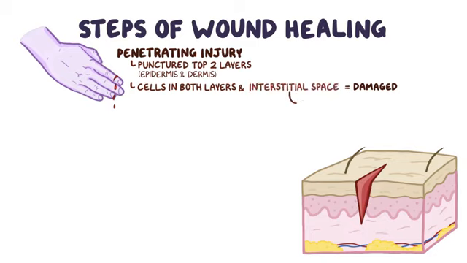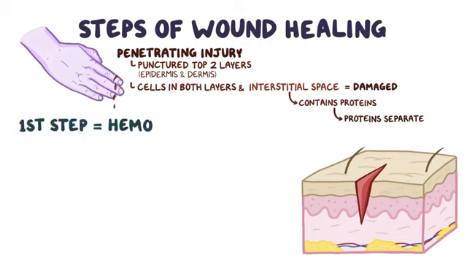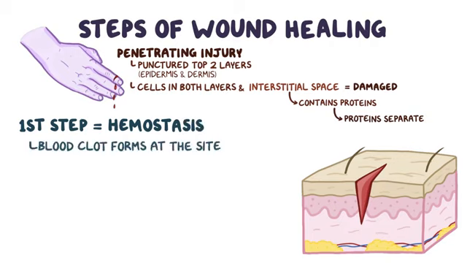The interstitial space contains proteins outside of the cell that act like scaffolding between cells, so when this is damaged, the cells separate, forming the open wound. Now, the first step of wound healing is hemostasis, and that's where a blood clot forms at the site of trauma to prevent further blood loss.